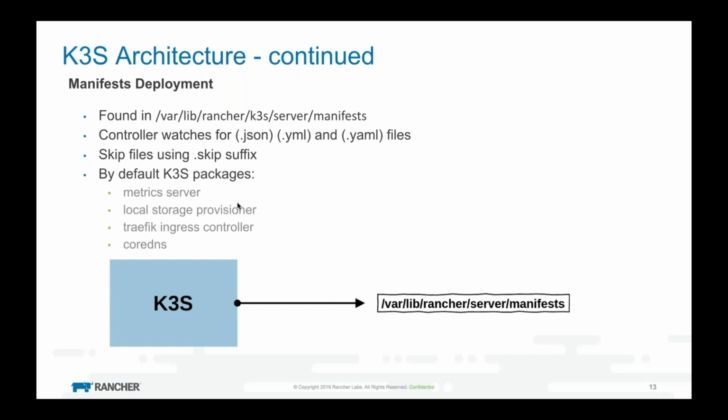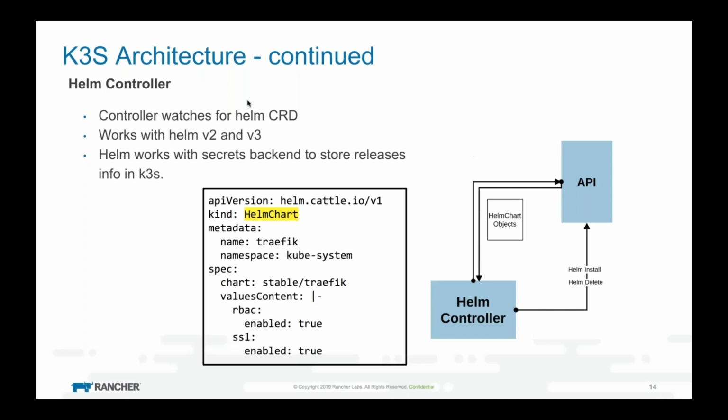So by default, K3s comes with some add-ons that include metrics server, CoreDNS, an ingress controller that's using Traefik, and a local storage provisioner for the storage class. So this is how the manifest auto deployment works.